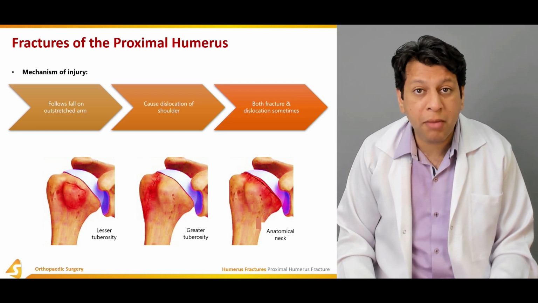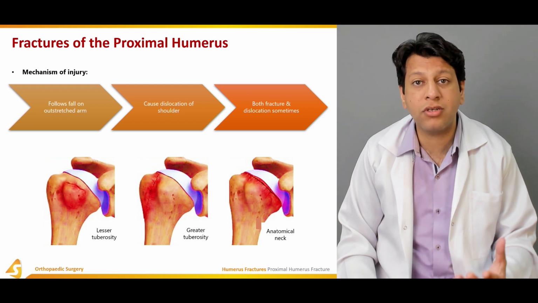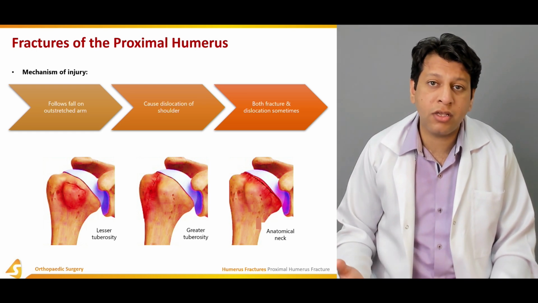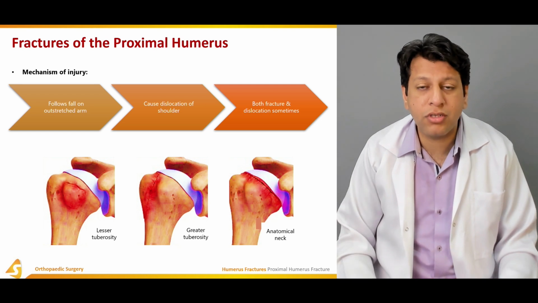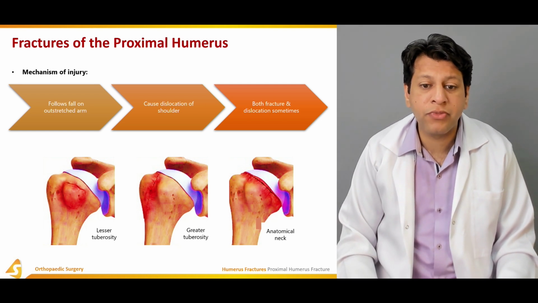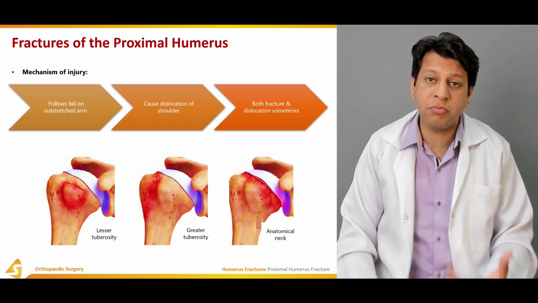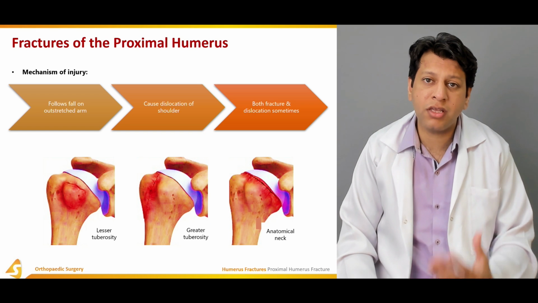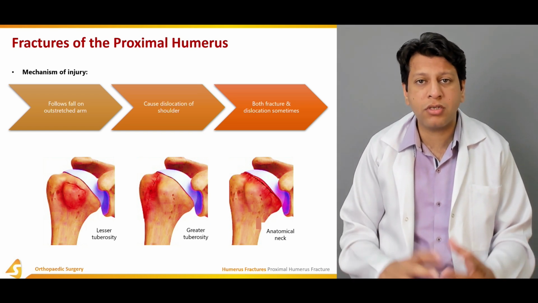Sometimes the trauma is of such high energy that it's not only a fracture, there's also a fracture dislocation. That is, the humerus is broken, and the joint is also disturbed. The classification in children is slightly different as it is based on the Salter-Harris classification, but in the case of adults, the classification is based on the structure of the humerus.